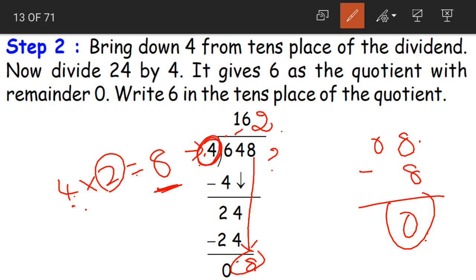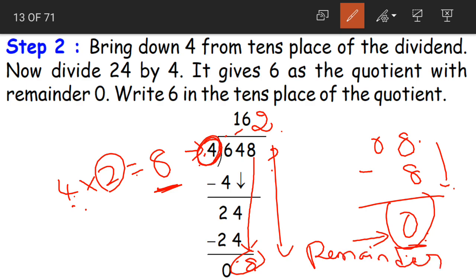Now after this, do we have any digits in the dividend to bring down? No. We are left with 0 only. Now 0 becomes our remainder. It is the remaining number. 0 is remaining. So 0 becomes our remainder. Now what is our quotient?